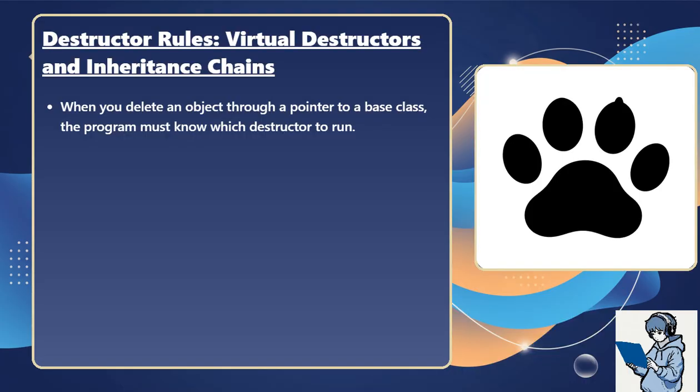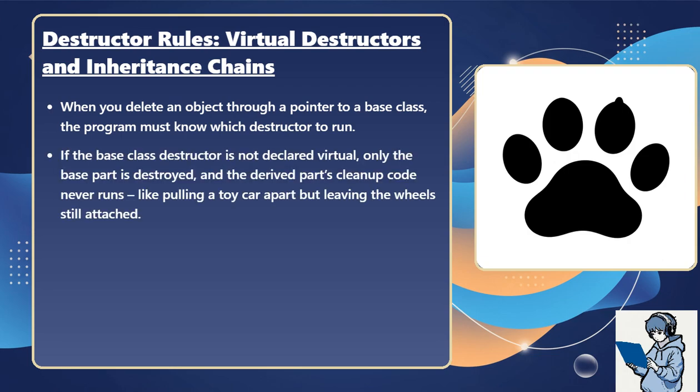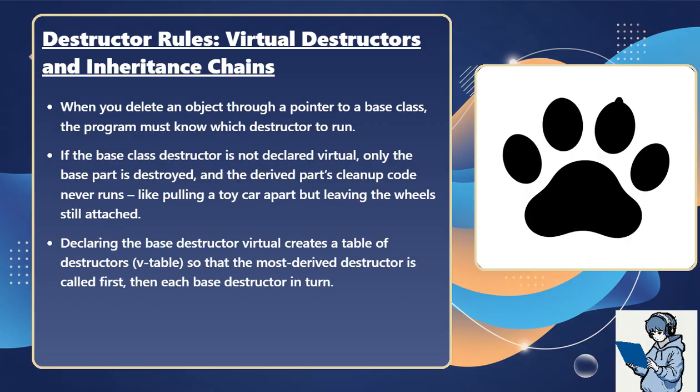When you delete an object through a pointer to a base class, the program must know which destructor to run. If the base class destructor is not declared virtual, only the base part is destroyed, and the derived part's cleanup code never runs, like pulling a toy car apart but leaving the wheels still attached. Declaring the base destructor virtual creates a table of destructors, the vtable, so that the most derived destructor is called first, then each base destructor in turn. This forms a safe inheritance chain.